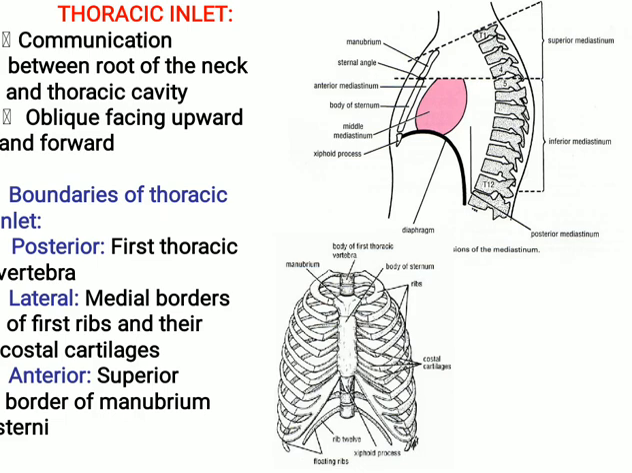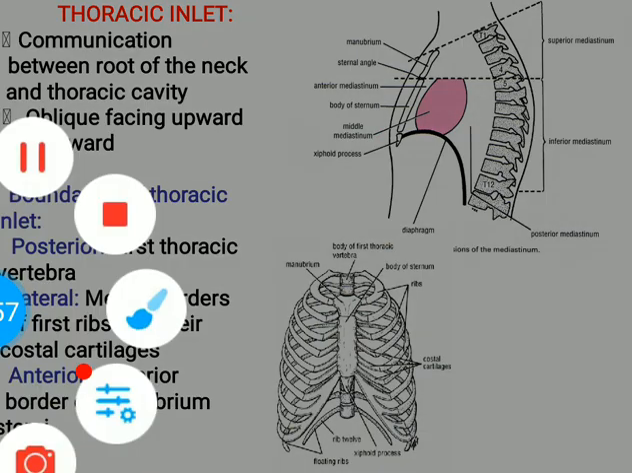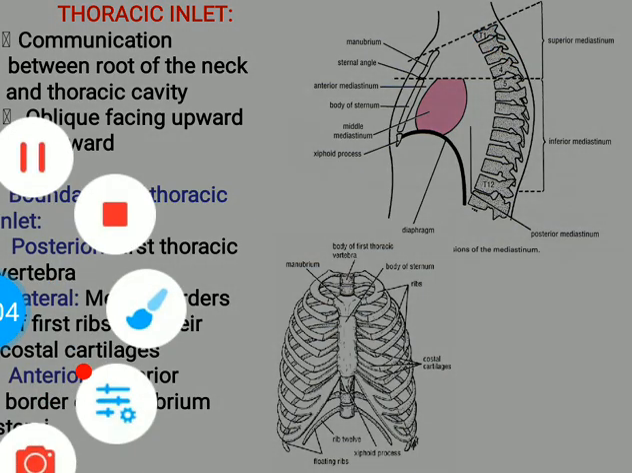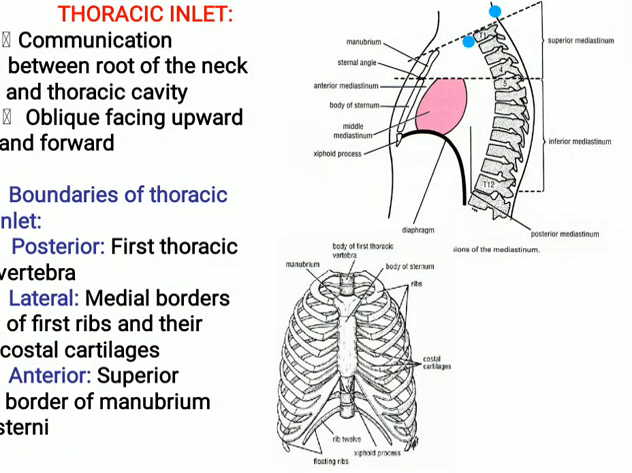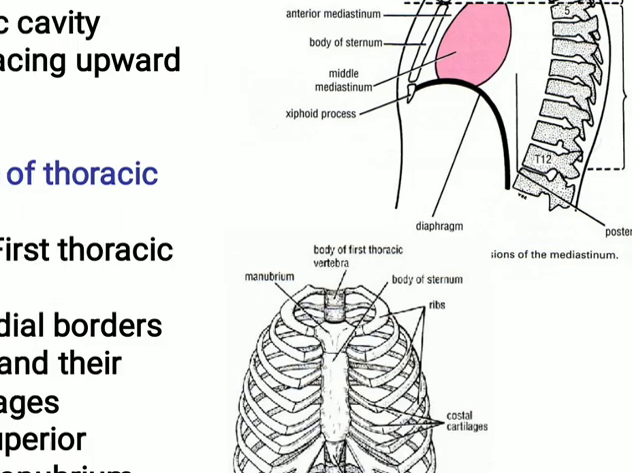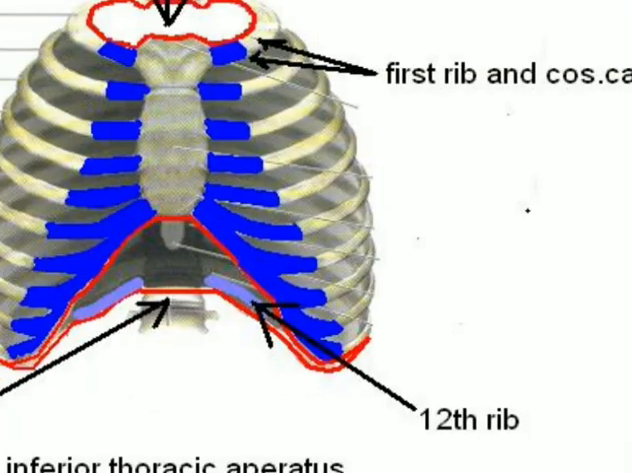Then the boundaries of the thoracic inlet. On the posterior aspect, we have the first thoracic vertebra, the T1. The body of the T1 forms the posterior aspect. The first rib is over somewhere there. Yeah, it is over somewhere there. The first rib also makes up the posterior aspect.